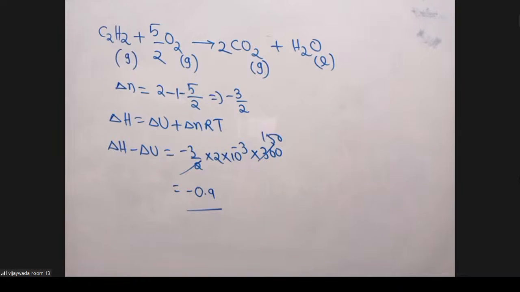R value in calories, 2 calories; in kilocalories, 2 into 10 to the power of minus 3. In joules, 8.314; in kilojoules, 8.314 into 10 to the power of minus 3. Students understood?